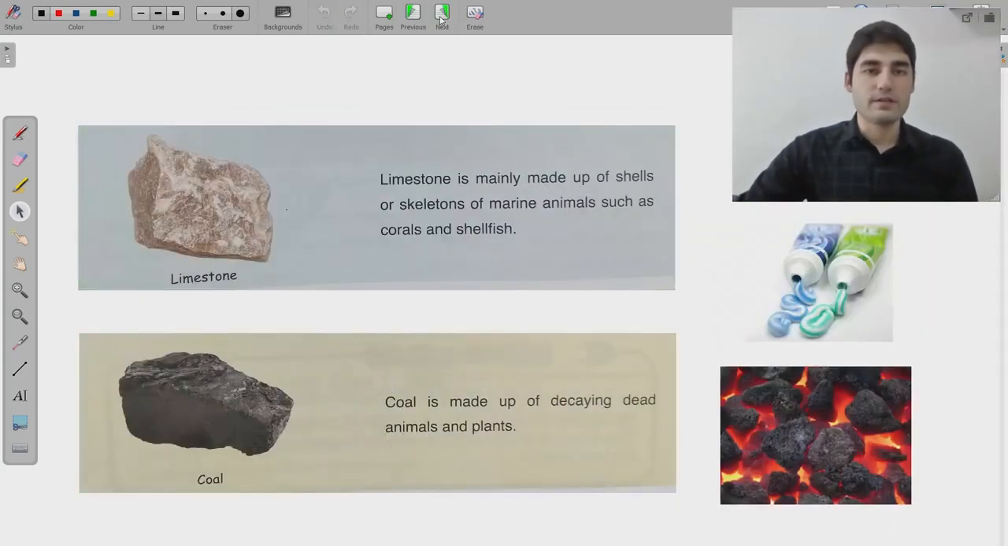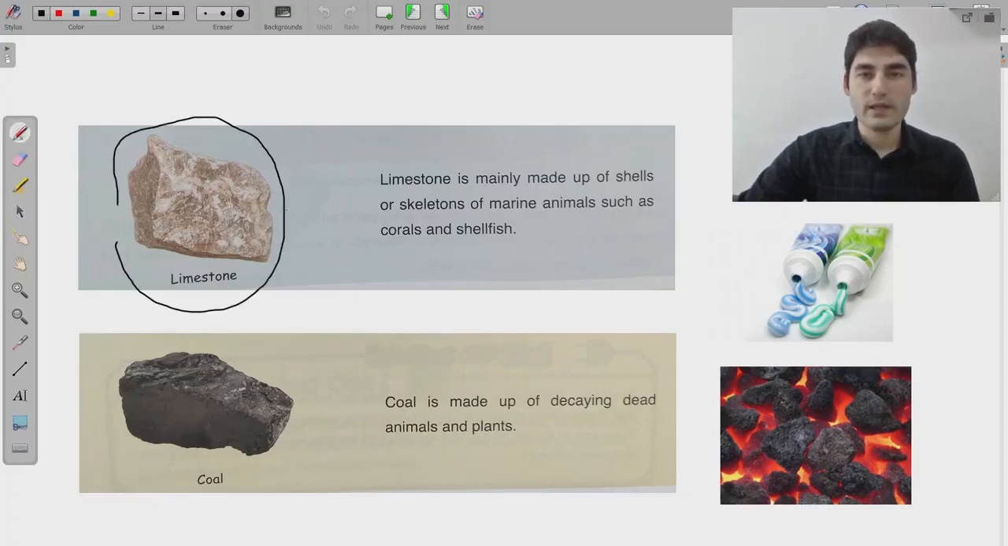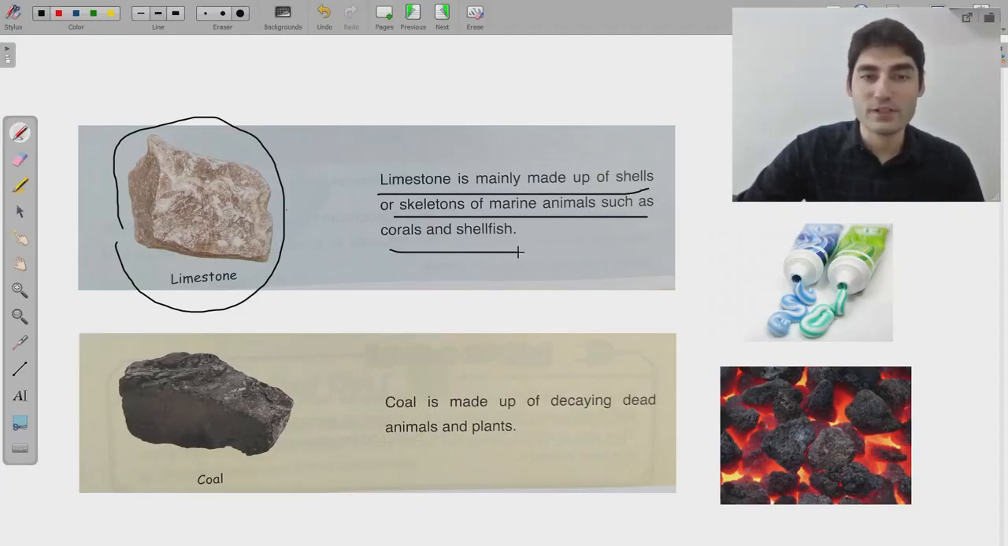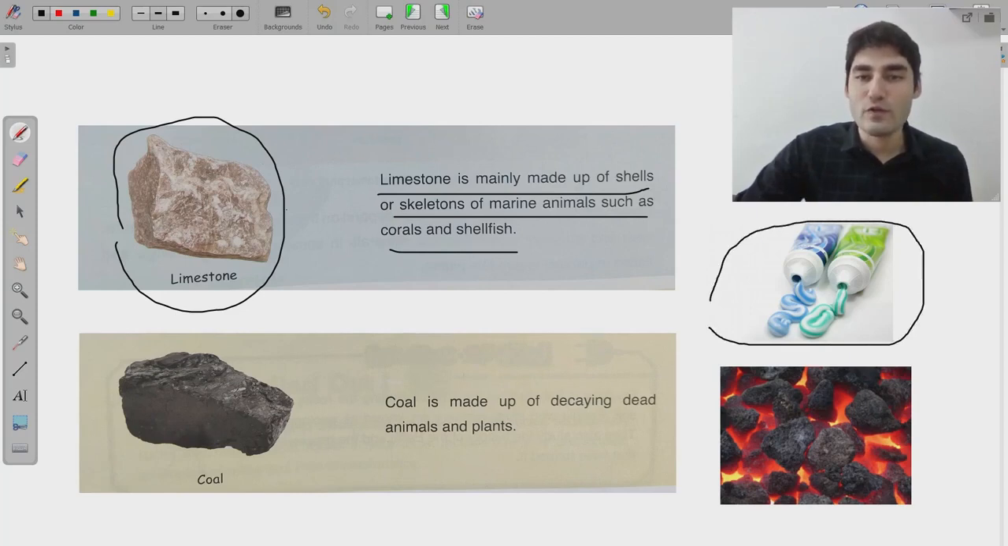Okay, let's look at the next one. The next sedimentary rock is limestone, which is mainly made up of shells or skeletons of marine animals such as corals and shellfish. Wow, limestone is made up of shells or skeletons of corals and shellfish. How do we use limestone in daily life? One example is that limestone is used in toothpaste because it is helpful for our teeth.